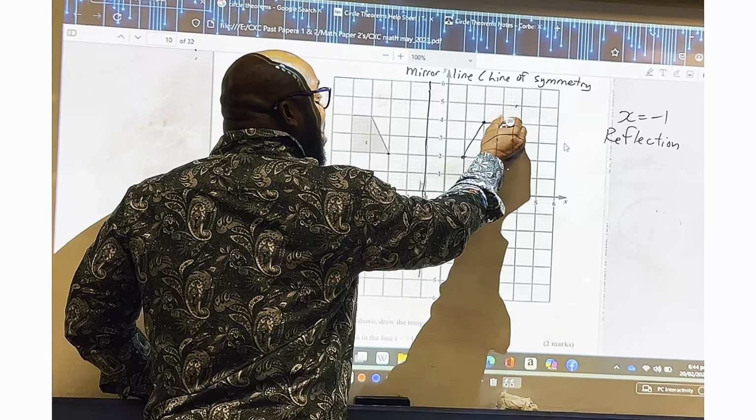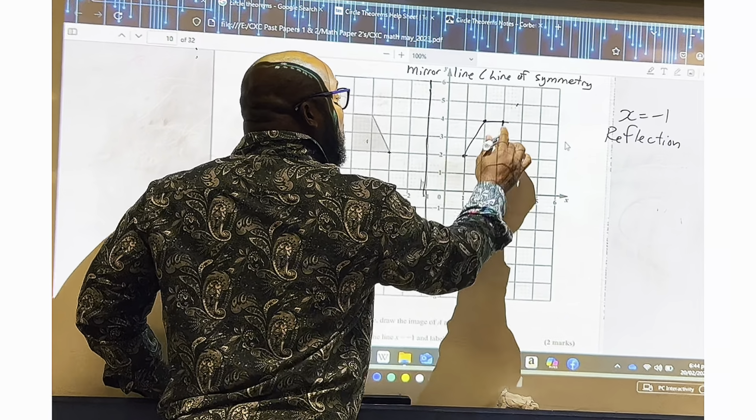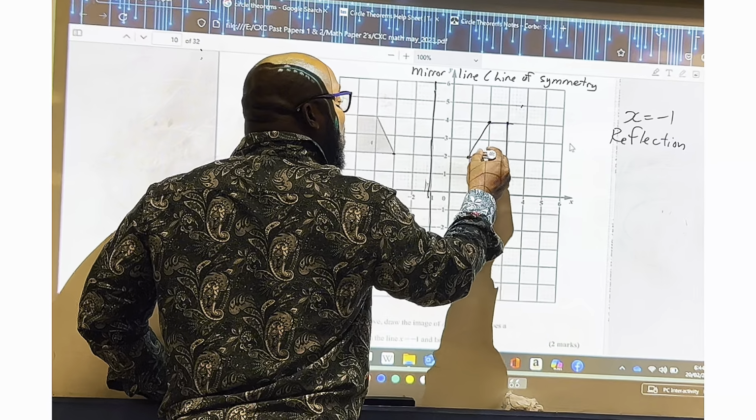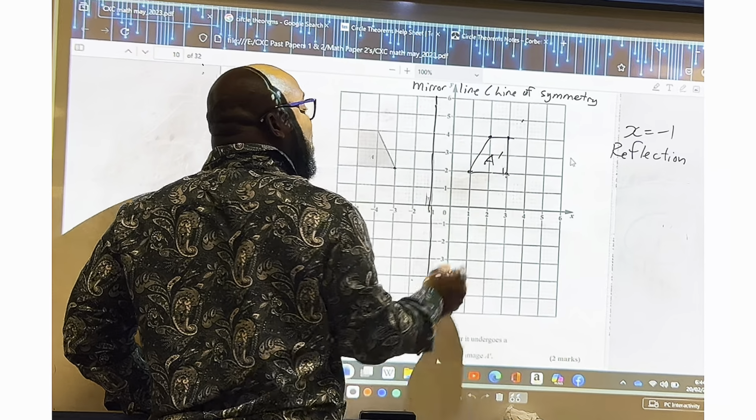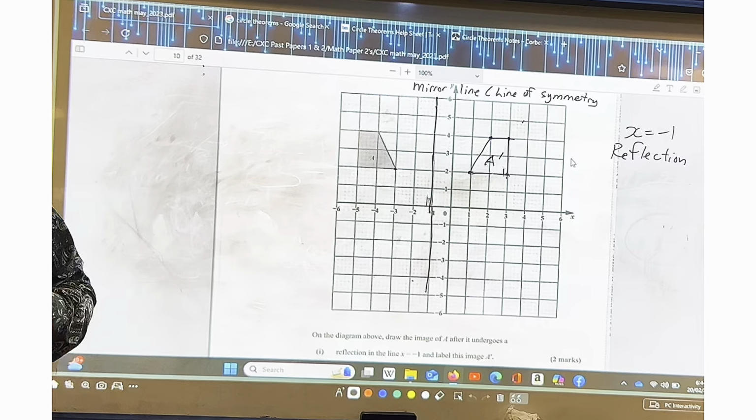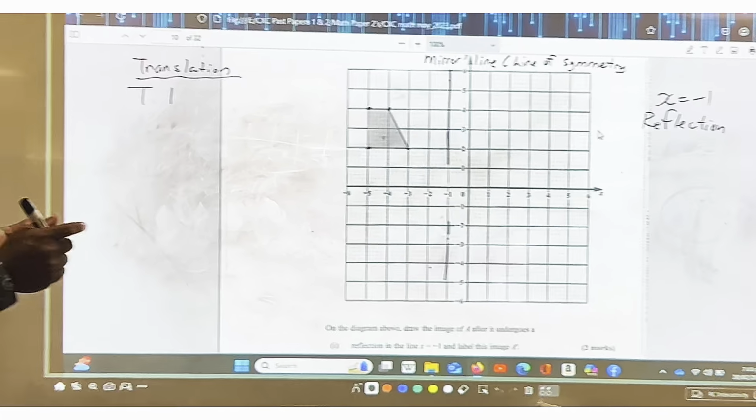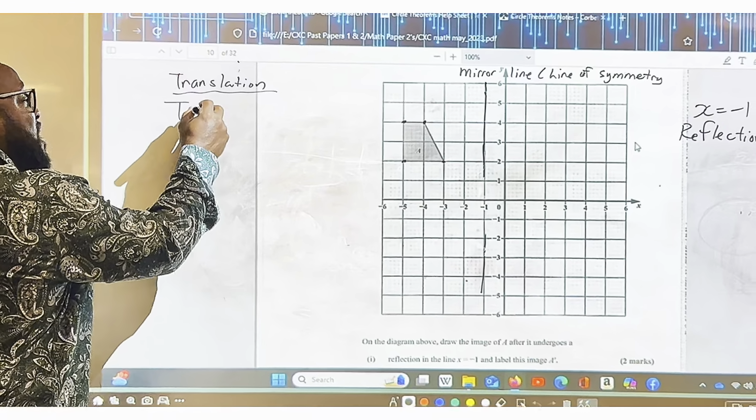And you can see the shape looks alike, it looks the same. It's flipped or reflected. Do that in your books. I'm just showing you. I taught you this.